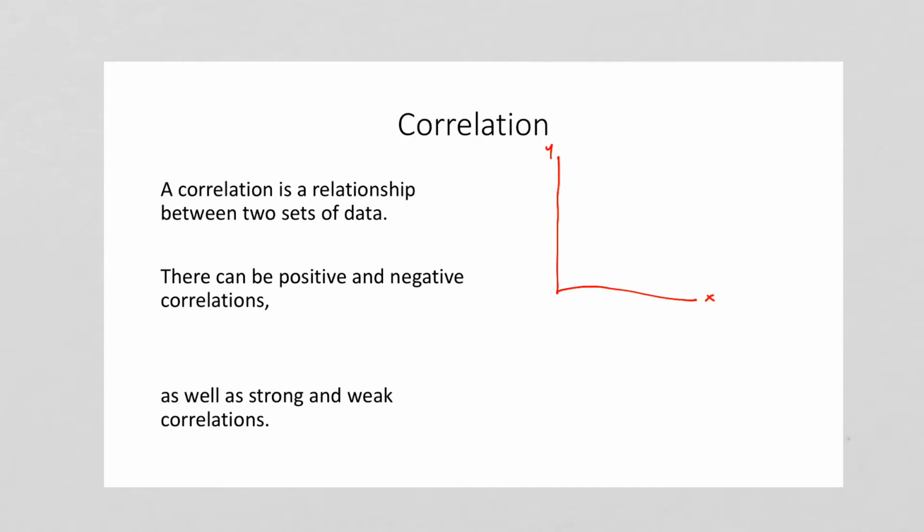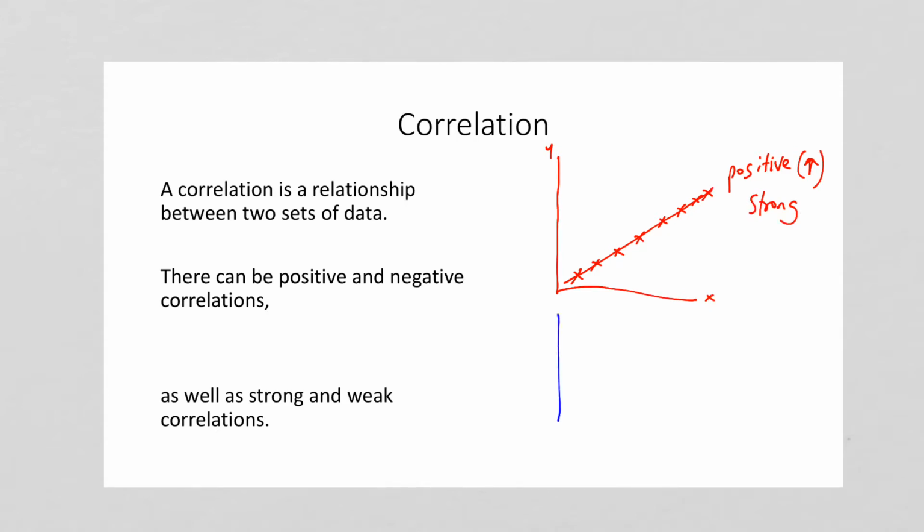A positive correlation will have a line with a slope that's going up. So this is a positive correlation because it's going up. And it would be strong in this case because the data points are all on or very close to the line.